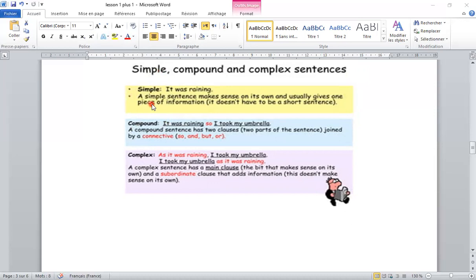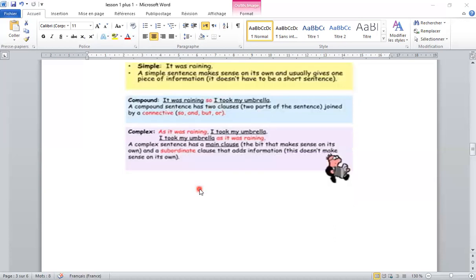Simple gives one piece of information. Compound gives two sentences, two parts connected, joined with a connective. Complex sentence means there are two parts of the sentence. One is main, independent. One is subordinate, dependent. One is important, it gives meaning on its own. The other gives no meaning on its own, no sense. It is called a subordinate clause.